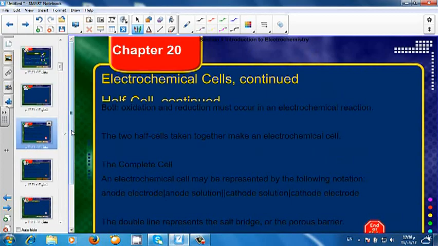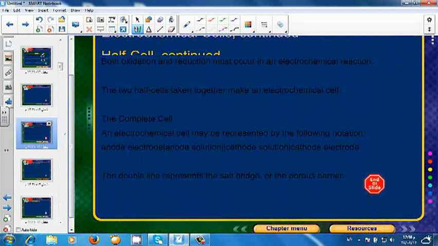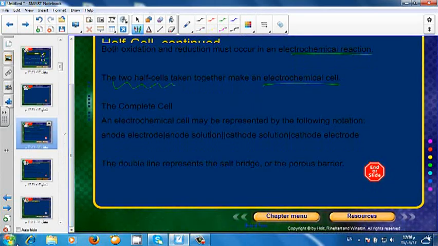Both oxidation and reduction must occur in the electrochemical cell, of course, or the electrochemical reaction. The two half cells taken together make an electrochemical cell. So the electrochemical cell is composed of the two half cells. One half cell represents the oxidation and the other one represents the reduction. The complete electrochemical cell may be represented by the following notation. We have certain notation we have to follow in order to represent our electrochemical cell.